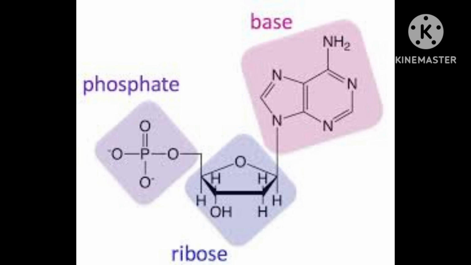And RNA also contains 4 bases, but one is different. The first 3 bases are common, same as in DNA. Only one is different. The 4th one is uracil, U. Okay. Today I am stopping only here.